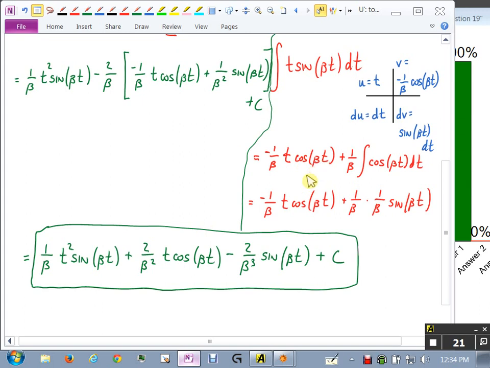Yes, here? No, because it's in the formula, it's uv minus the integral of v du. It's over here, it doesn't turn into a negative sign. You're taking the antiderivative, not the derivative.